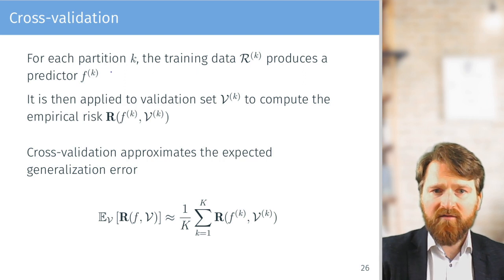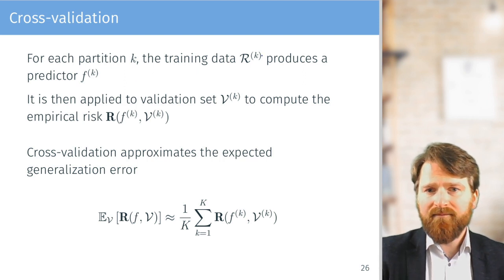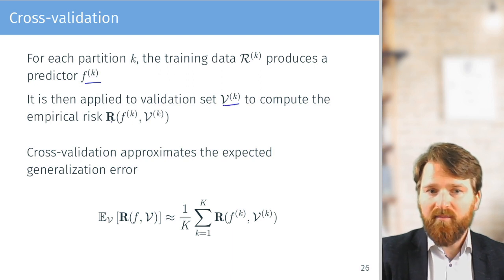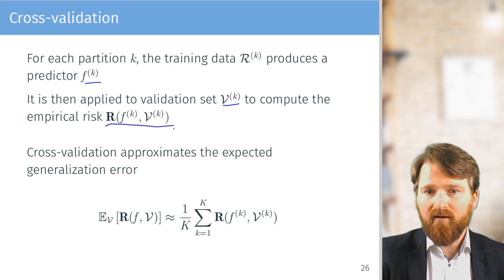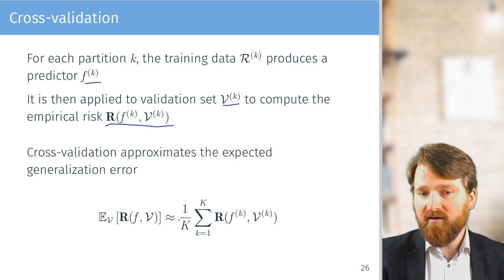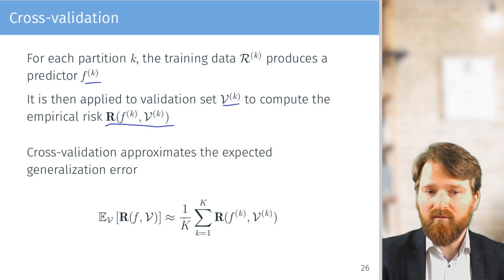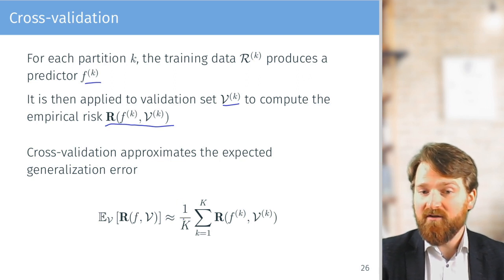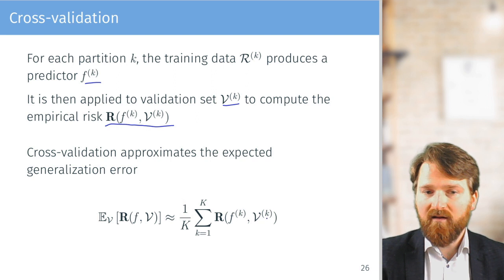So in detail, for each of these partitions, the training data for this partition creates a different predictor, so it's specific to the k-fold, and then it applies to the validation set of the k-fold, where we compute the empirical risk for this particular fold. And we approximate the expected error by taking the average over all folds. We call it expectation, but it's basically an average of the empirical risks for each of the folds.